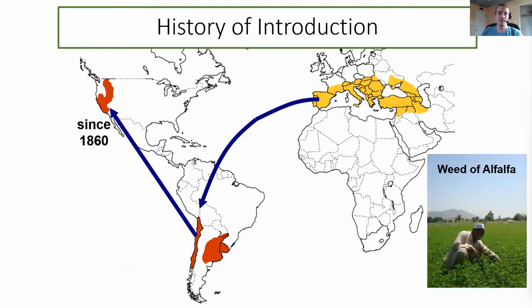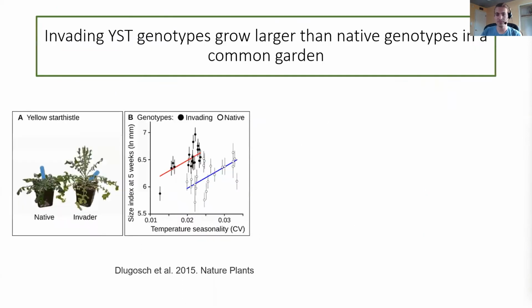Starthistle is a common weed in alfalfa fields in its native range, and it appears that it was introduced to the Americas by hitchhiking along with shipments of alfalfa. And given this well-documented history of its introduction and the considerable ecological and economic impact that this invasive species has in the invaded range, yellow starthistle has become a model system for studying the causes and consequences of species invasions.